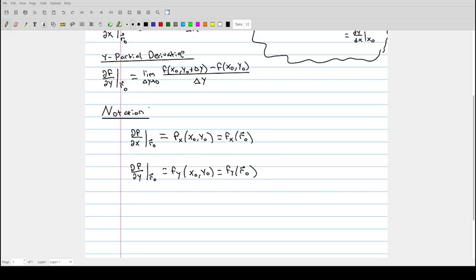Another common notation would be if, say, you have that the output w is equal to f of x y. You could also say that this is the same thing as dw dx at the point r naught, or dw dy at the point r naught. But these are the two very common notations that we'll see and use a lot when we're talking about partial derivatives of a function: the subscript notation and the fractional notation.